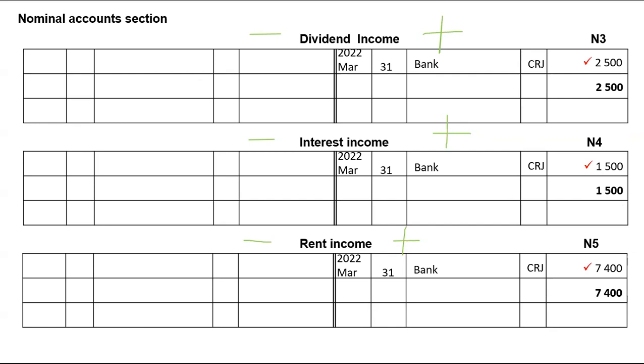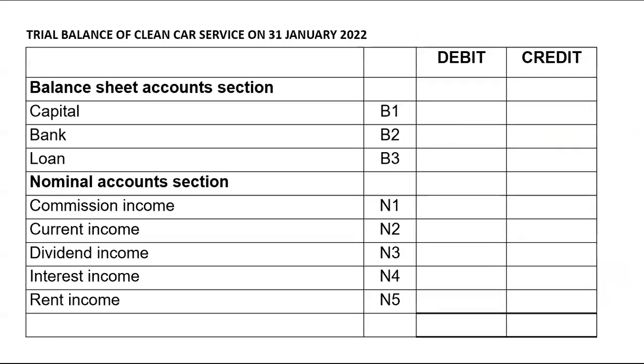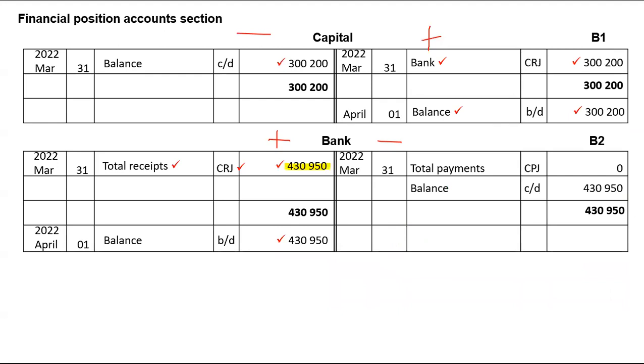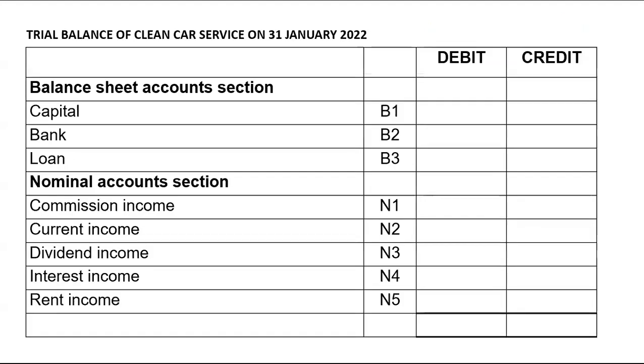Now, let's prepare the trial balance. With the balance sheet accounts, you only look for balance brought down. You check where the balance brought down is. It's either on the debit side or the credit side. And you realize that balance brought down for capital was on the credit side. There it is. See? On the credit side. Remember, this side is the credit side. You will write it on that side when you go to your trial balance. For capital, I have 300,200 on the credit side.